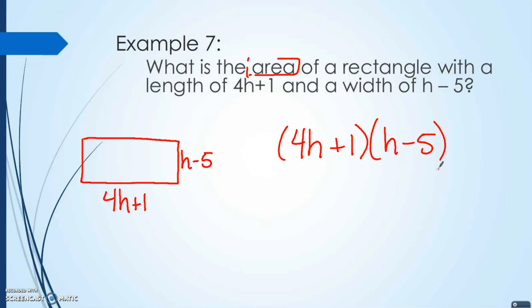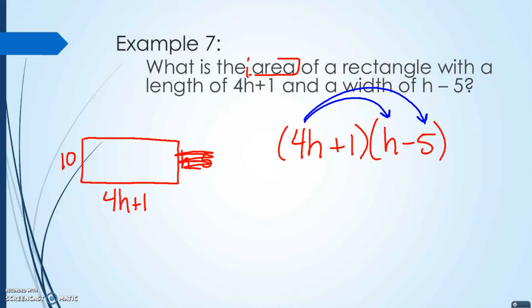And you might say, well, Ms. Molina, we've done area before and we've never had to do that. You're correct. But when I've given it to you before, it wouldn't be something like this. It would be just a regular number, and then you would just be multiplying numbers together. But now we have a binomial. So we're going to go ahead and double distribute.